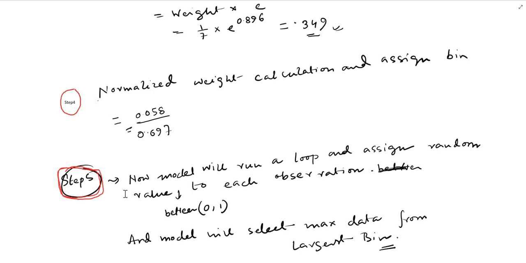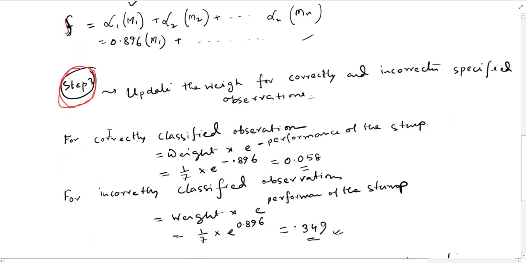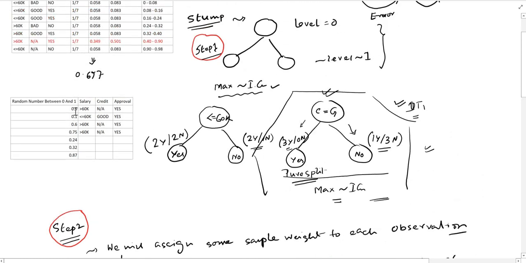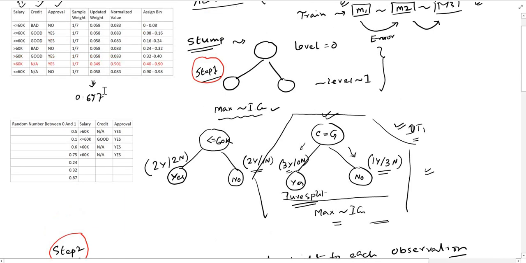So now the step 5 demo. Basically it will create a random number between 0 and 1. Let's see, I already plotted some of these numbers here. For example, the first random number came as 0.5. Now in this chart, what will happen? 0.5 will be in this box, so this particular observation will be selected.